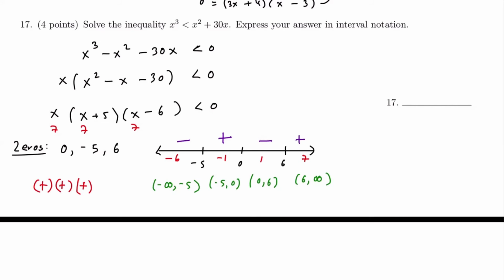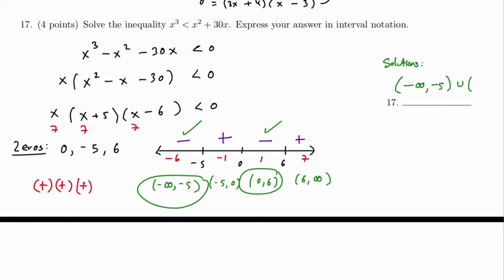All right, so like I said initially, we want the inequality less than 0, meaning we want intervals that are negative. So we want this interval and this interval. So these are the solutions. Our solutions to this problem are going to be from negative infinity to negative 5, union 0 to 6. So that will be the solutions to this problem.